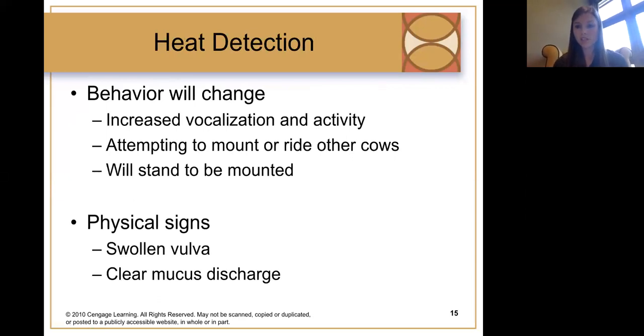As far as what you can see physically, they'll have a swollen vulva with a clear mucus discharge, and that'll be kind of red, so you can see a difference compared to cows that are not in heat, and that will tell you that she is in fact in heat.